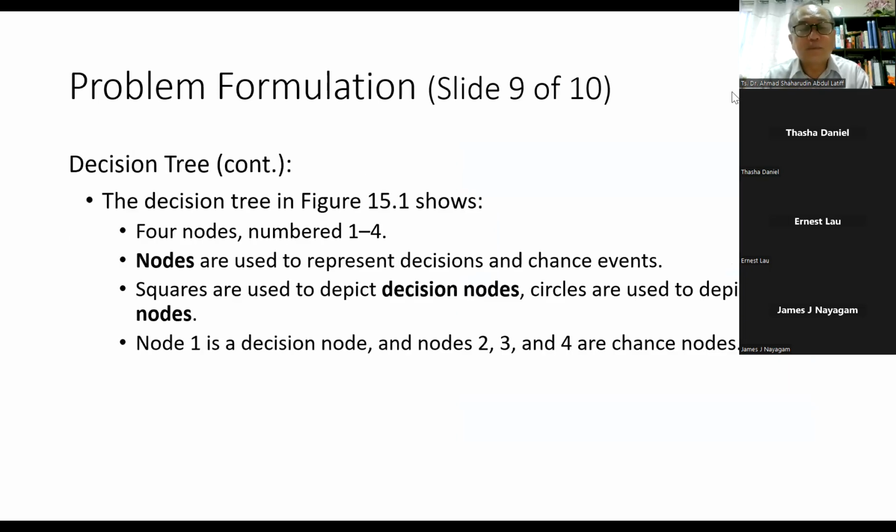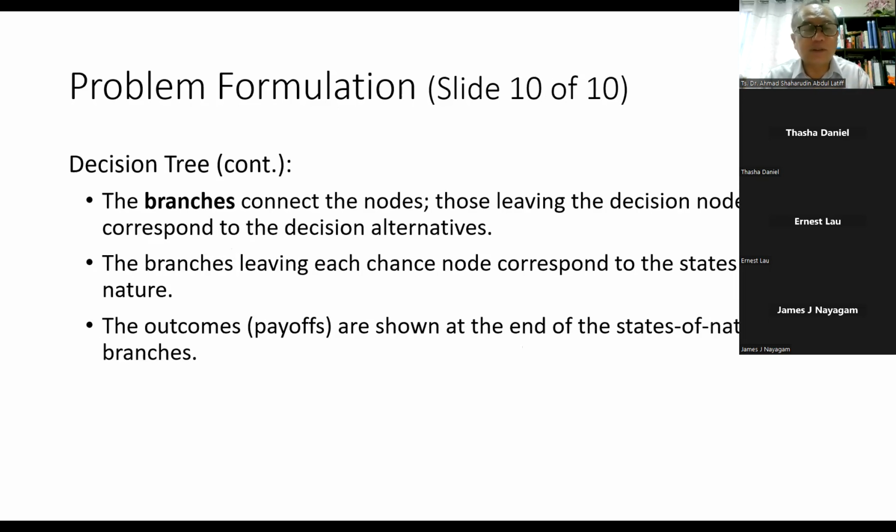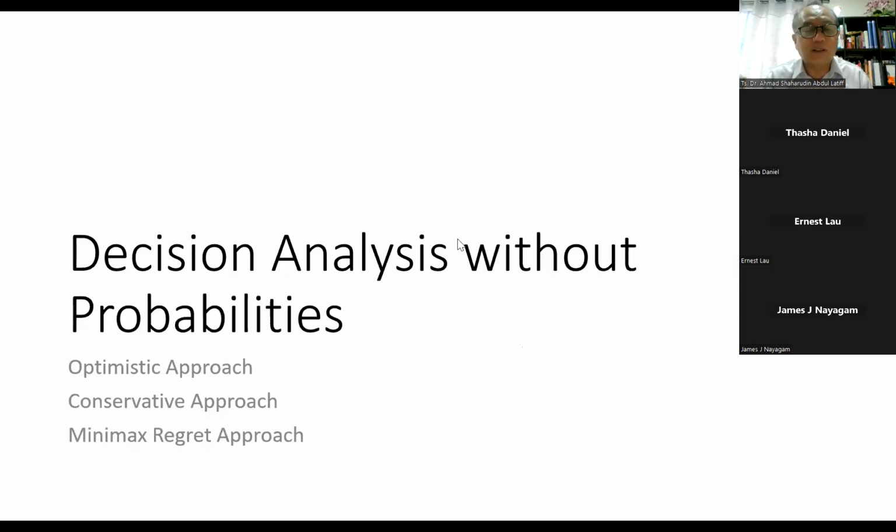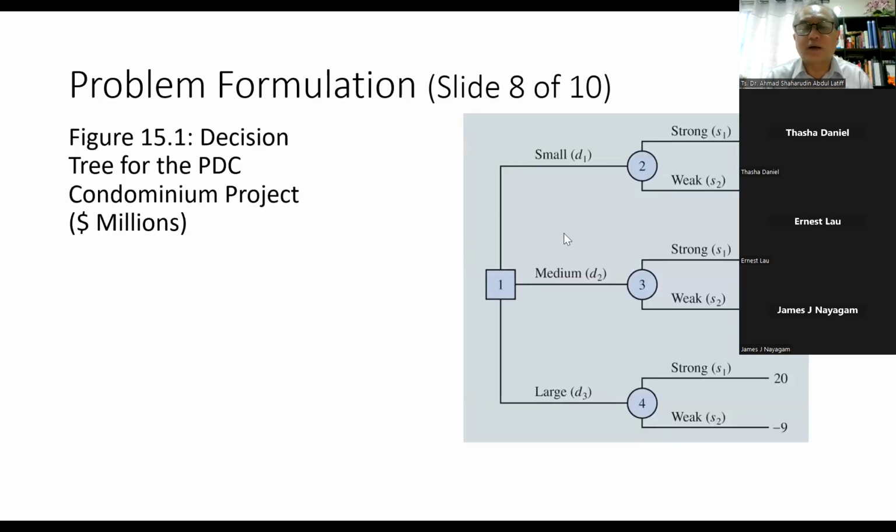We use nodes to represent the decision and the chance events. Square nodes depict the decision nodes, and circles are the event nodes, the chance nodes. This is up to you. Branches connect the nodes: branches leaving the decision node correspond to the decision alternatives, and branches leaving the chance node correspond to the states of nature. At the end, we have this graph.